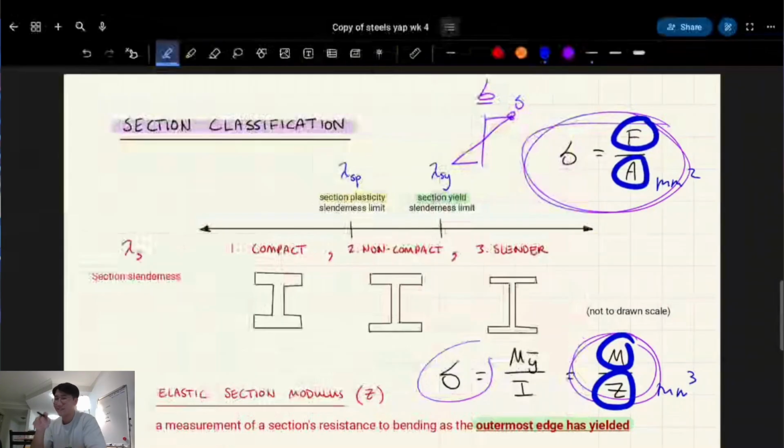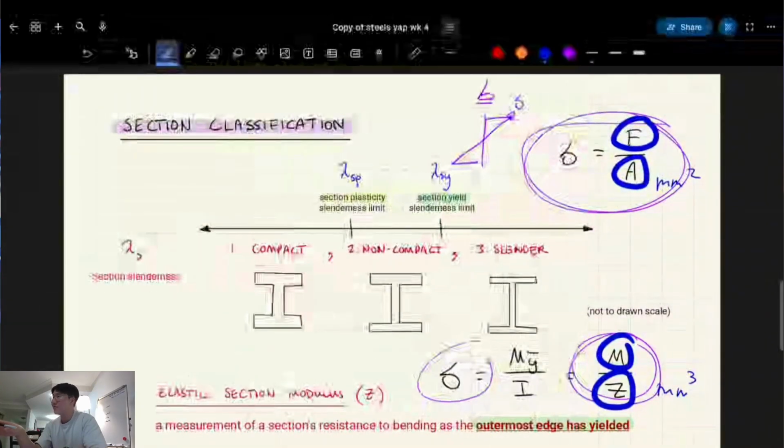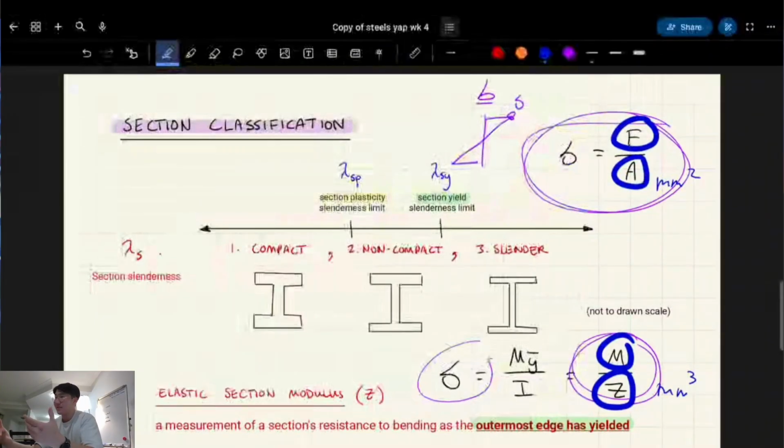Okay. That's with an asterisk in terms of I've oversimplified it. We're gonna need a Z_E, which I'll explain later. Does that make sense? That's a function of Z. Z shows you, it's the equivalent of area but for bending. That's the simplest way to put it.